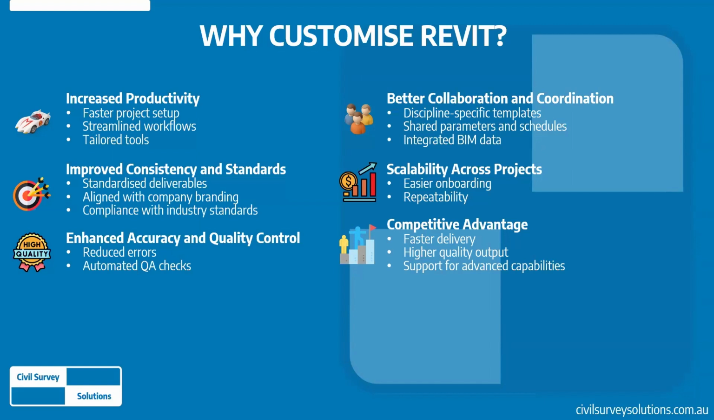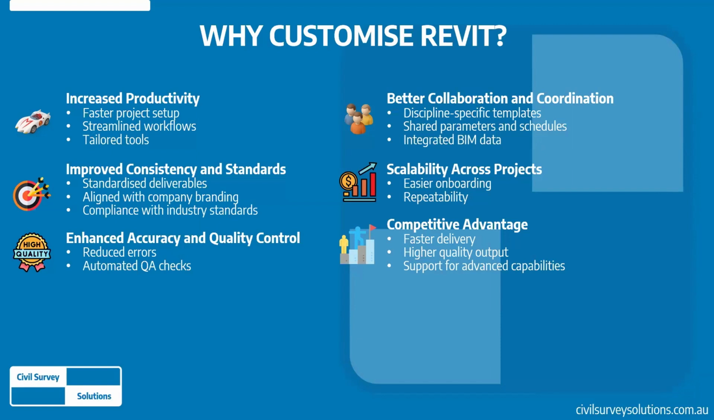Secondly, it can bring an improved consistency and standards. So you can create customized Revit templates, title blocks, and families, ensuring that every project you work on follows your own documentation standards right from the start of the project. So this really reduces the rework, it really simplifies QA checks, and it makes handover easier for both internal and external stakeholders.